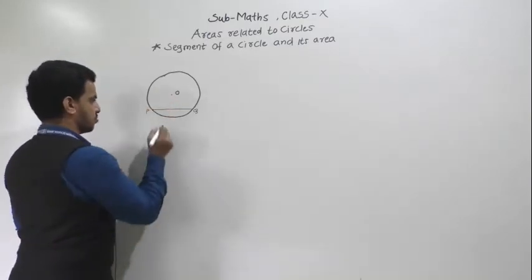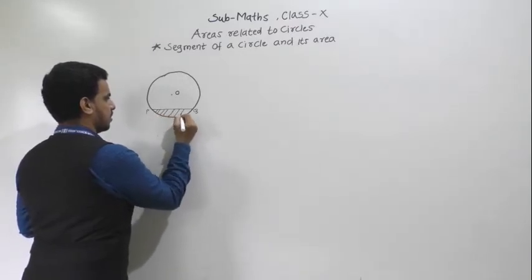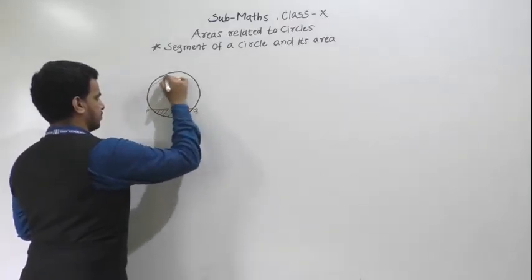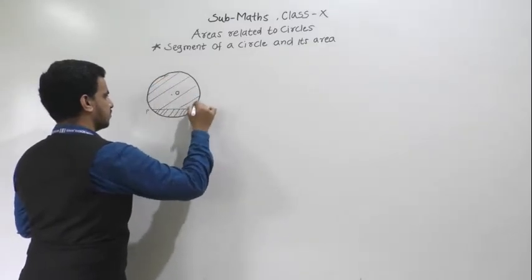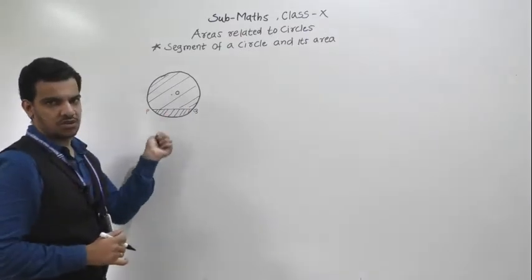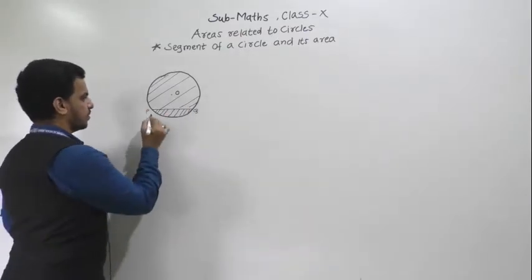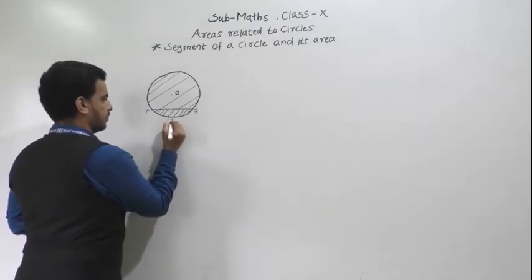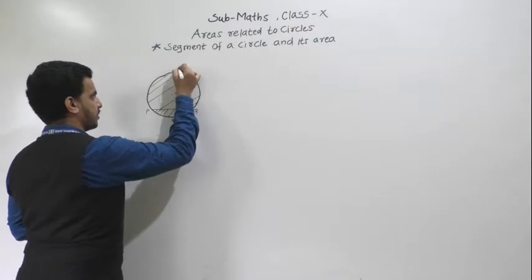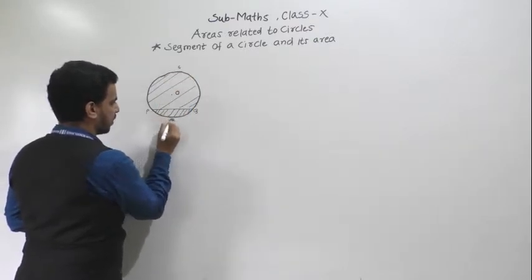So this is one region and another region is this one. These two regions are called segments of a circle. If I give this point R and here I take point S, then this region is called region PRQ.